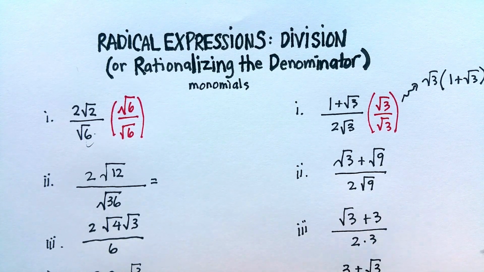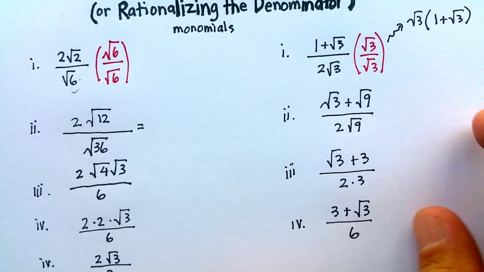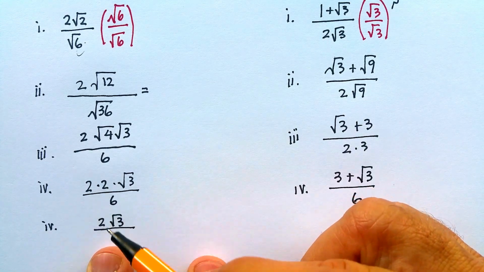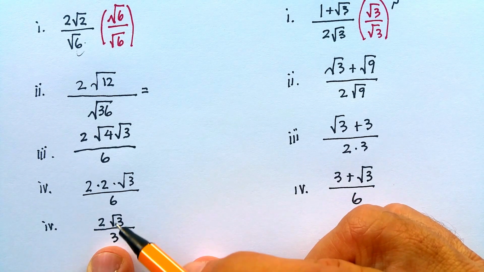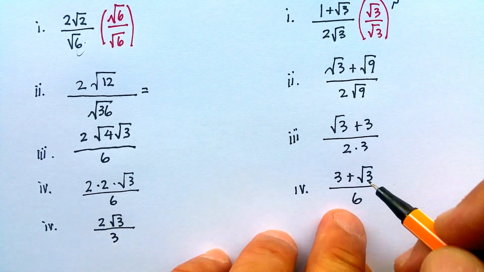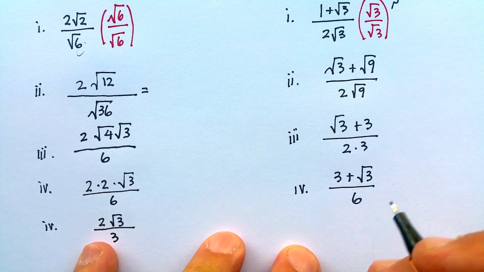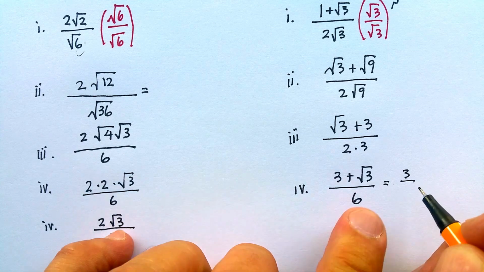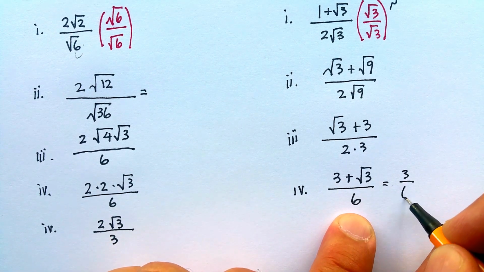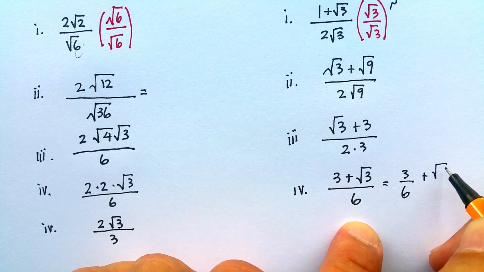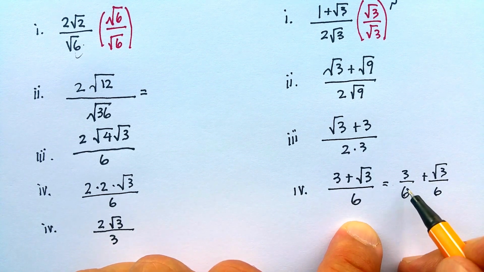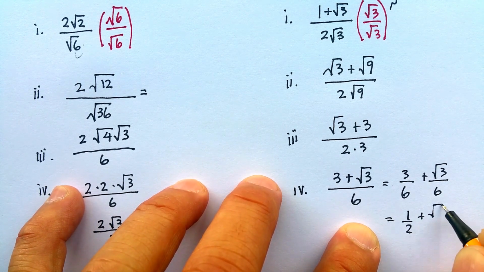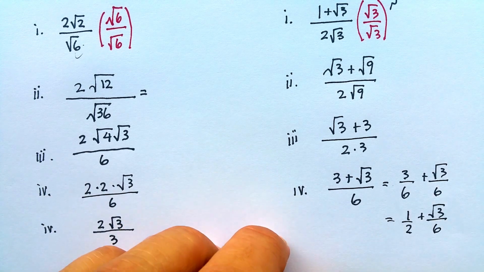Now, you might ask, can I, like I did over here, can I reduce 3 over 6 to become 1 over 2? And I can. This is actually okay as a final answer. But I could also do this. Remember I said that this is the denominator for both of those terms, so I could do that. Then plus radical 3 over 6. I could reduce this to 1 over 2 plus radical 3 over 6.